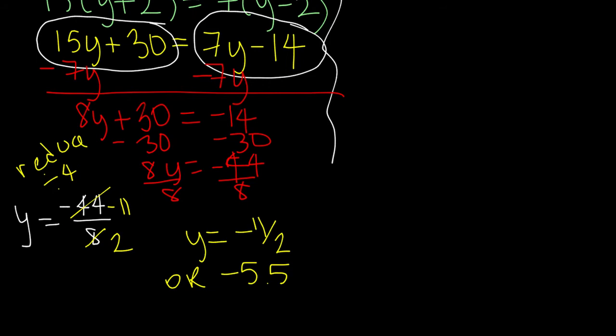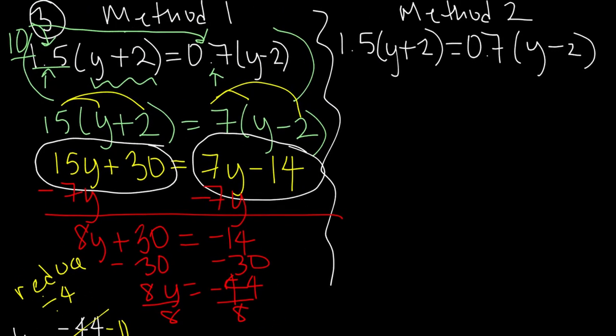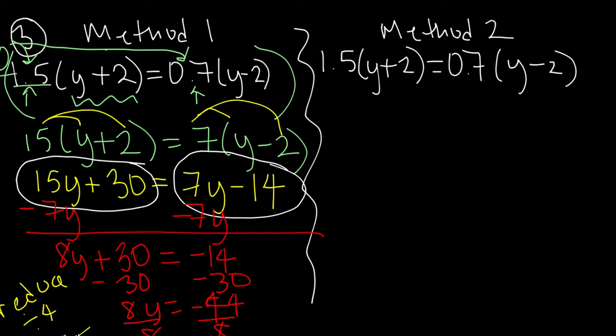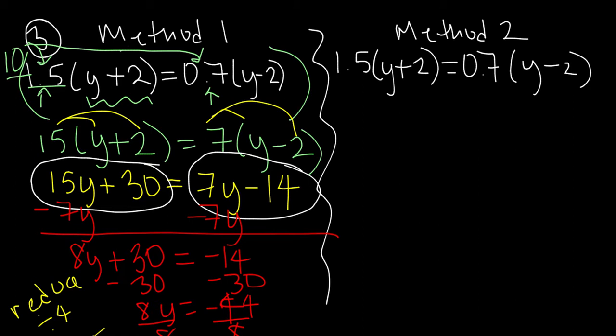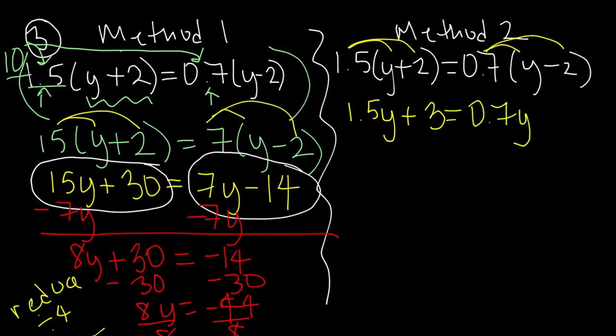Now let me show you the other method where we should get the same answer. Okay. Method 2 is to go ahead and distribute from this step. So go ahead and distribute 1.5 on the left side to get 1.5y plus 1.5 times 2 is 3, and then distribute on the right side as well. 0.7 times y is 0.7y. 0.7 times negative 2 is negative 1.4.